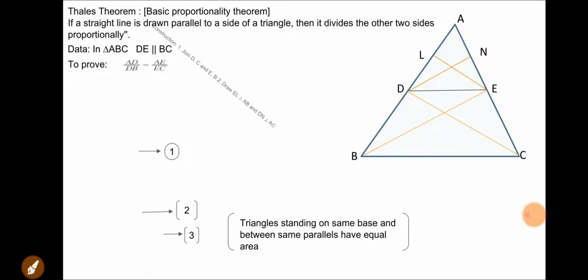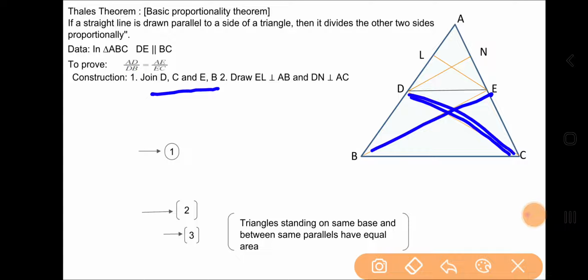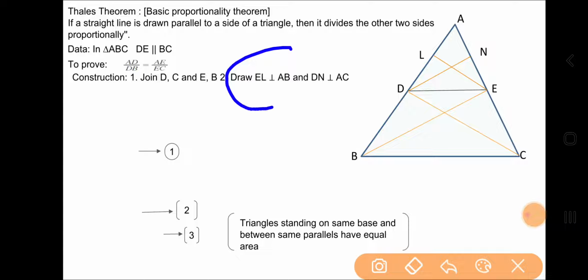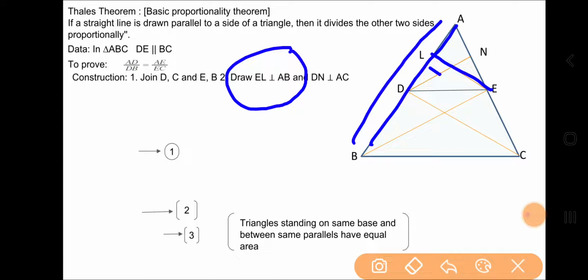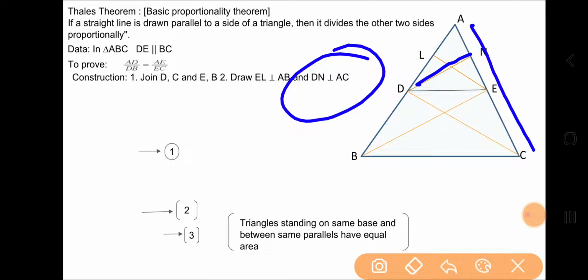Next is the construction. Here we join DC and BE. After joining these, draw EL perpendicular to AB. Where is EL? The orange colour mark we are observing is nothing but the construction part. This EL we have drawn perpendicular to the line AB. Then we have considered DN. DN is here, perpendicular to AC. This comes under the construction.